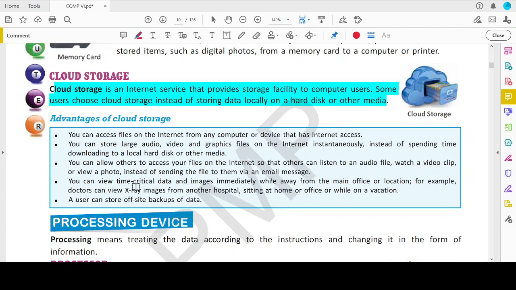You can view time critical data and images immediately while away from the main office or location. For example, doctors can view X-ray images from another hospital, sitting at home or office or while on a vacation. Time critical data means you cannot give time to send data. You cannot give time to just transport that data, and you don't need to either.